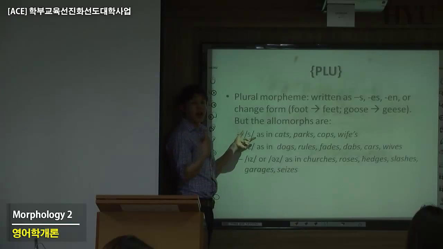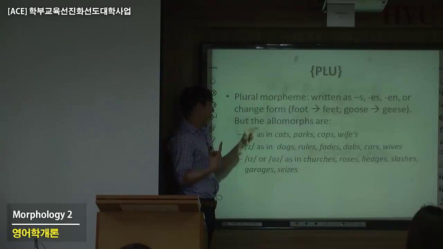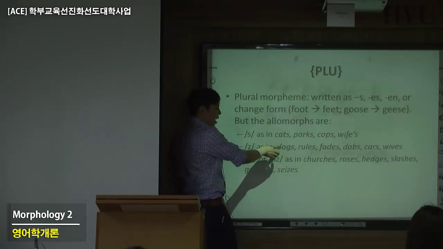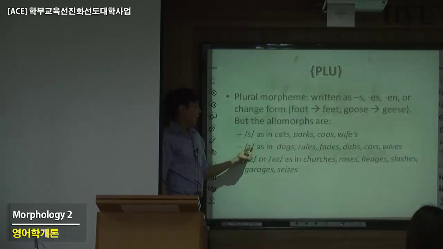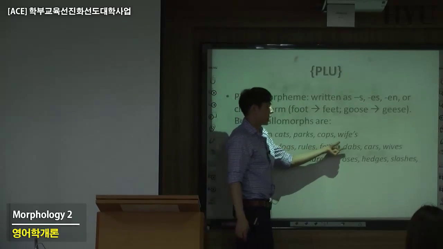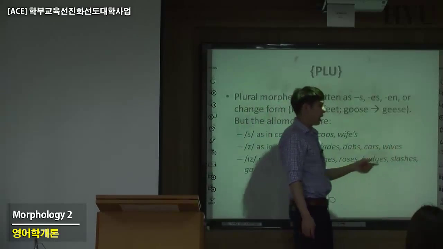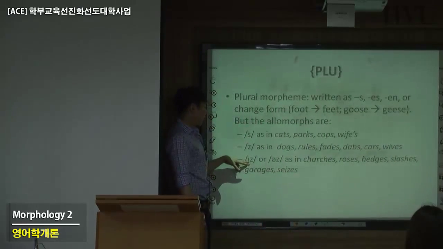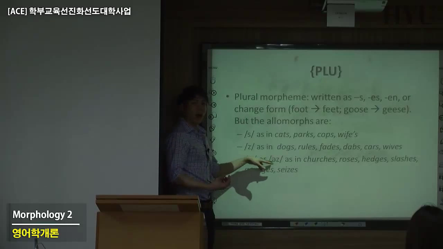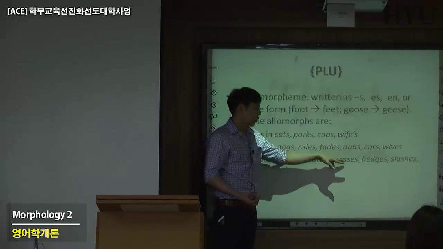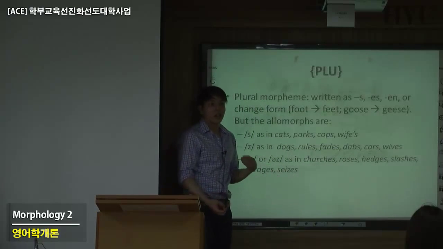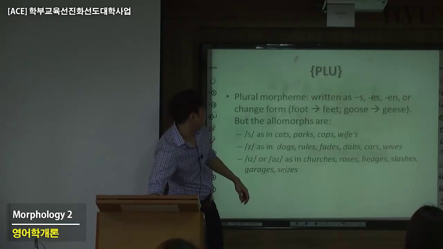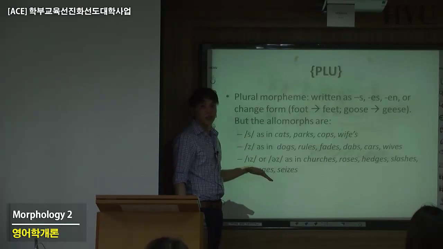S is one allomorph of the plural morpheme. When do you have S? For example, cats, parks, cops. Z in dogs, rules, fades, dabs, cars, and wives, like that. Finally, you have either is or us in churches, roses, hedges, slashes, garages, seizes, like that. So we'll look at when we have these different allomorphs, okay?